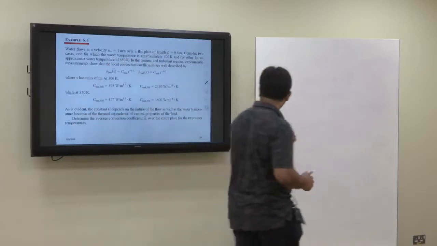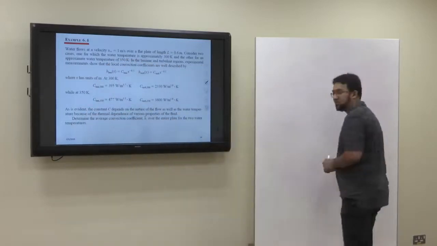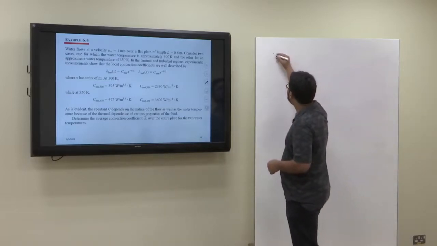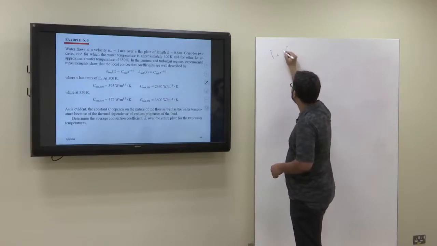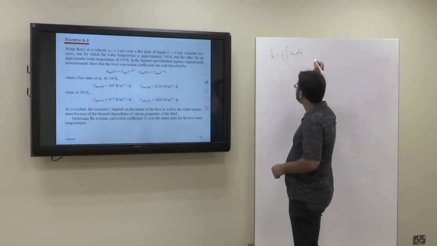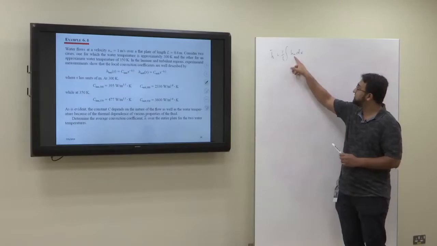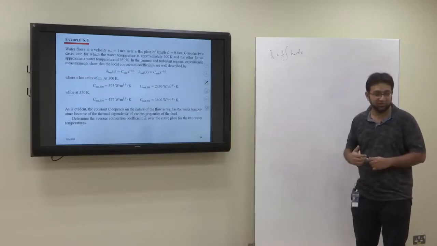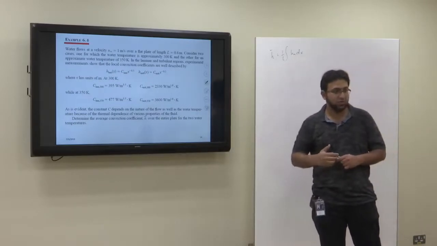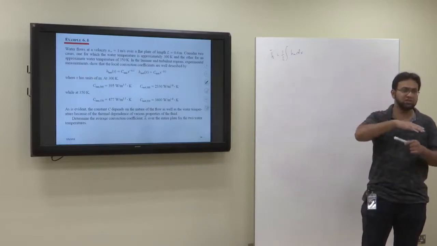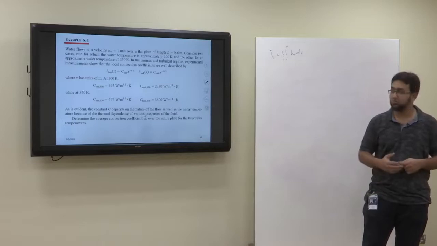So now let's move ahead, and we have a numerical related to it. Let's solve a numerical. You remember that we said that the average heat transfer coefficient is 1 upon L integral h_x dx, right? So if we know what h is as a function of x, how the local heat transfer coefficient varies with x, and we integrate it over the entire length, we can find the average heat transfer coefficient.